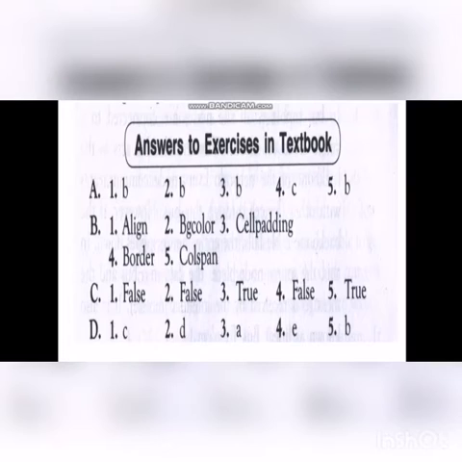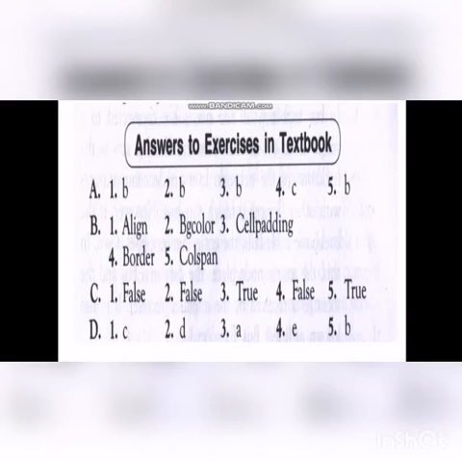Next, fill in the blanks. First one, to align the table, dash attribute is used. For aligning the table, the align attribute is used. To give background color to the table, dash attribute is used. Background color means bgcolor. The answer is bgcolor.